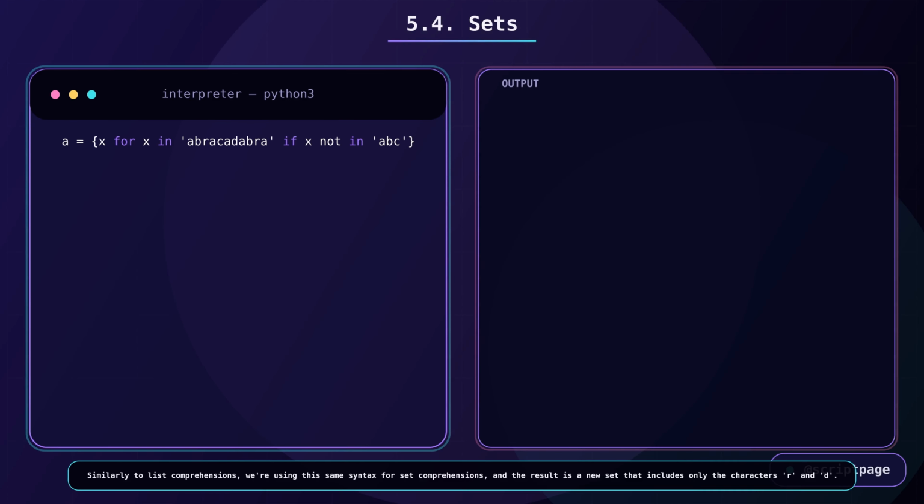Similarly to list comprehensions, we're using this same syntax for set comprehensions, and the result is a new set that includes only the characters R and D.